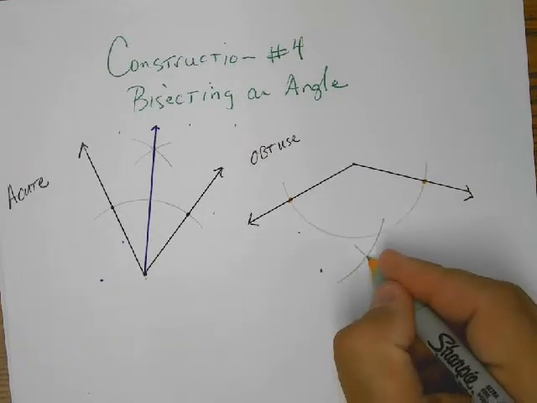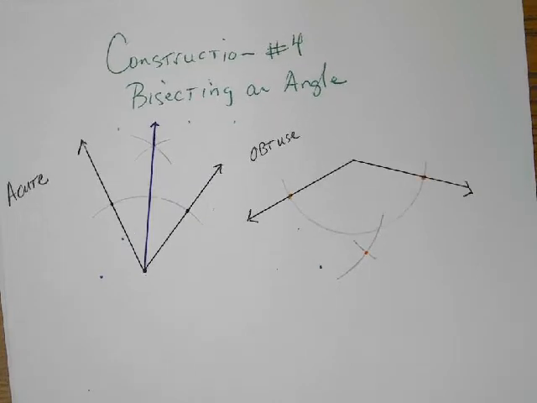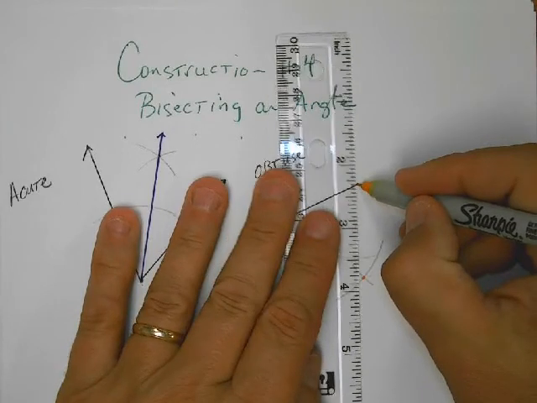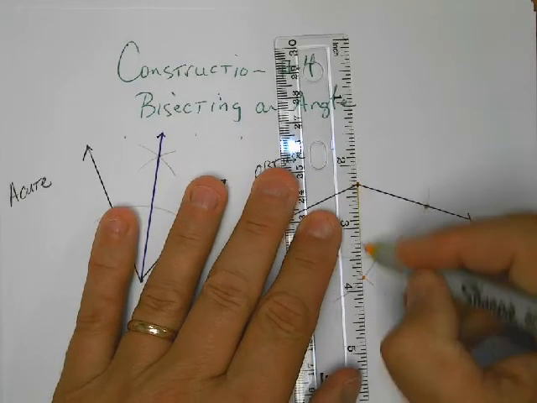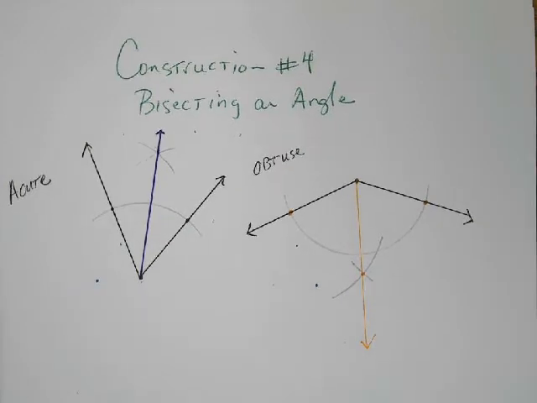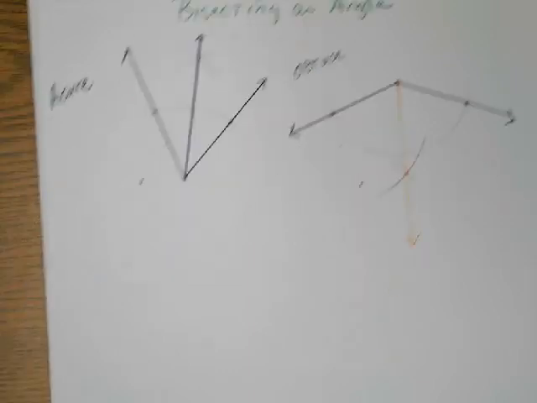I'm going to highlight that point of intersection. I'm going to use the straight edge to connect to the vertex. And voila. We have bisected the angle. As I said, I think this is the second easiest construction.